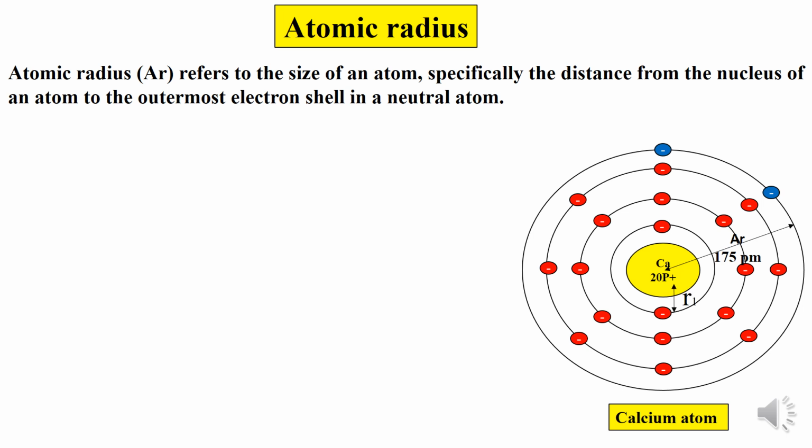The distance between the nucleus and the first shell is R1. R2 is the distance between the nucleus and the second shell. R3 is the distance between the nucleus and the third shell. R4 is the distance between the nucleus and the fourth shell. As the number of shells increase, the distance between the nucleus and the outermost shell increases, and as a result, the atomic radius or the size of the atom also increases.